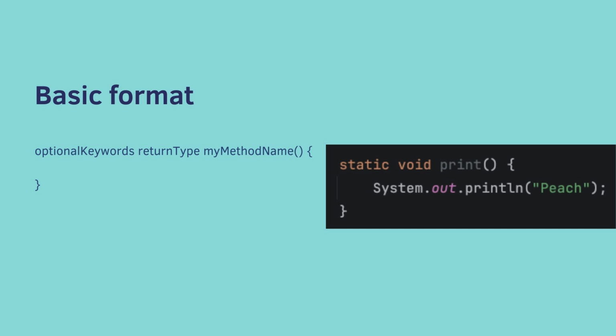We'll cover this in detail in just a second. And then print, that's the name of my method. You can name that whatever you want. And then in between the two curly braces is whatever code you want to run.